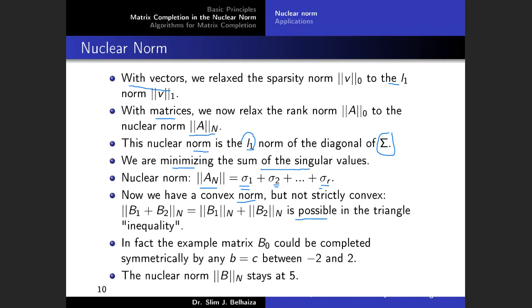So in fact, the example B0 could be completed symmetrically by any B and C between -2 and 2, and you still can have a rank 1 matrix. And the nuclear norm in that case stays at 5.